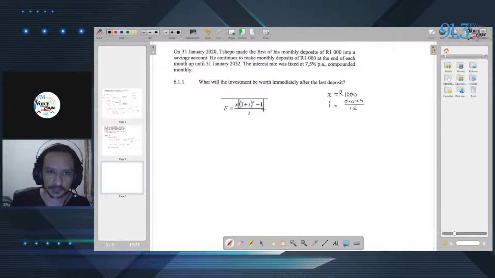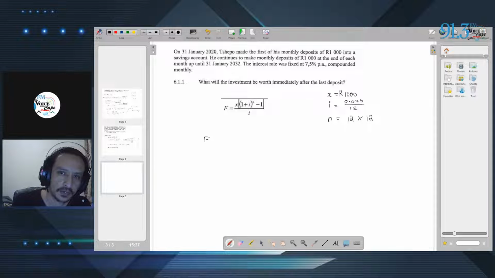Now, N is going to represent the number of years. We know it's going to be 12 years, but it's every month. So 12 times 12, right? And then I, once again, is this value over here. So let's see if we get this right, because we did this. Now we substitute the values in.